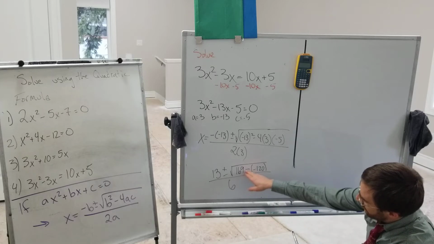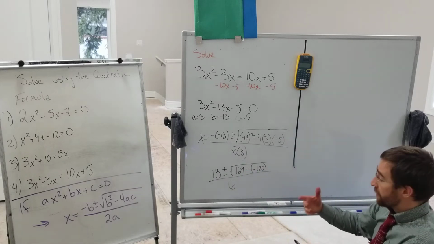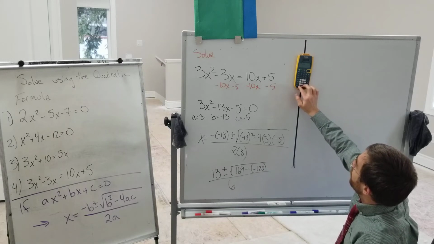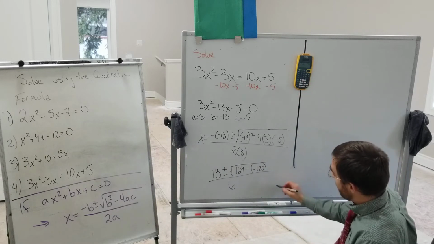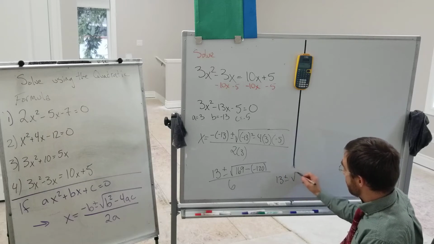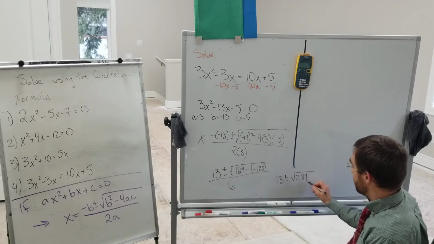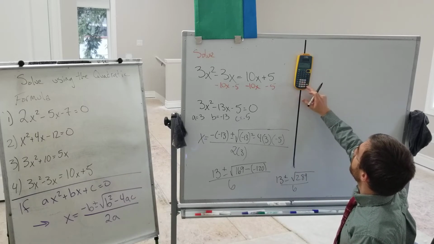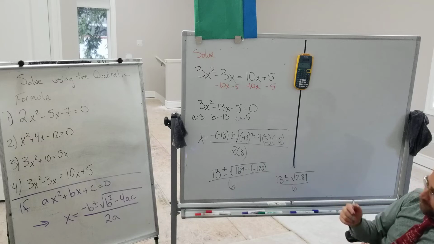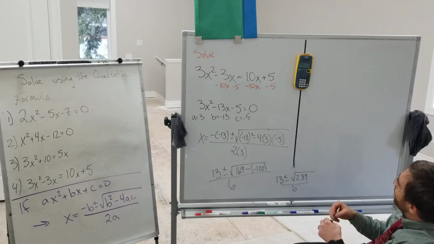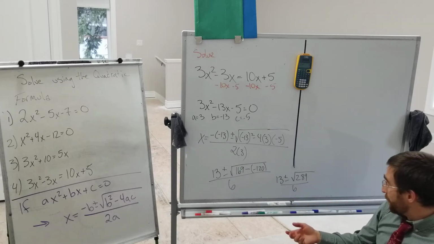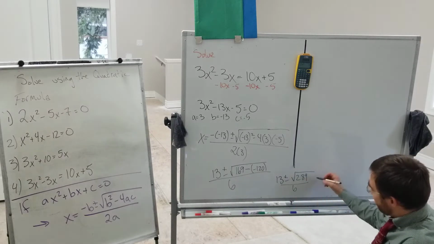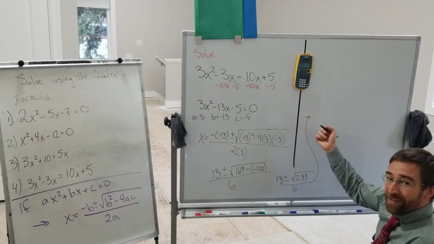So I have 169 minus negative 120, which is 169 plus 120. I'm lazy, I just want to add it up on a calculator. And that gives me 289. So 13 plus or minus the square root of 289 over 6. Ah, rats, the square root of 289 is a nice whole number. I was hoping we wouldn't get a nice whole number here, but the square root of 289 is actually 17.